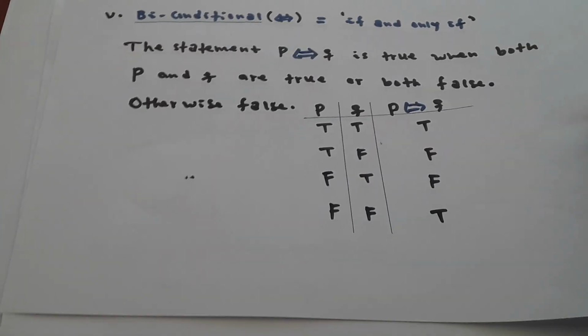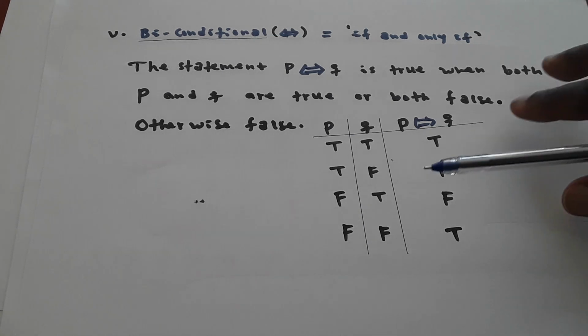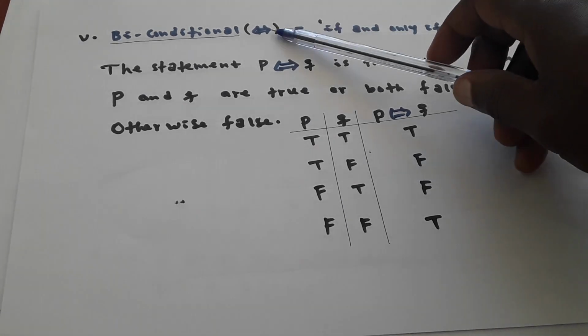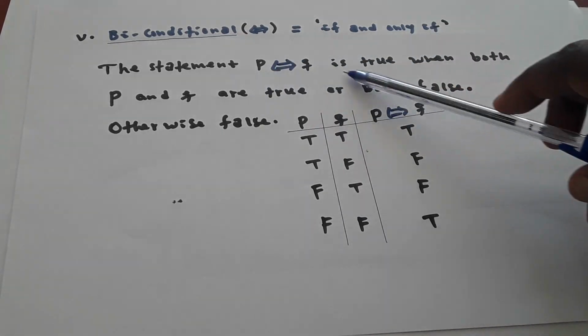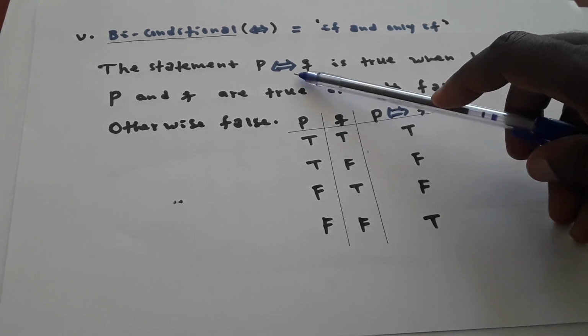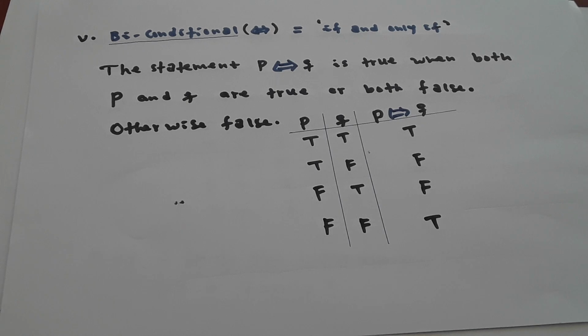Now when you come to the biconditional, this is the symbol. For simplicity, we use a symbol like we did for the others. You can read it as if and only if. This proposition is true when both P and Q are true or both false. So if both are true or both are false, then the given proposition is true, otherwise false.